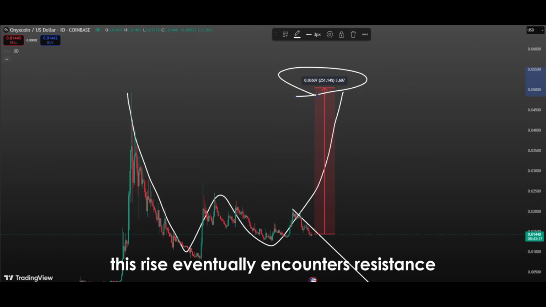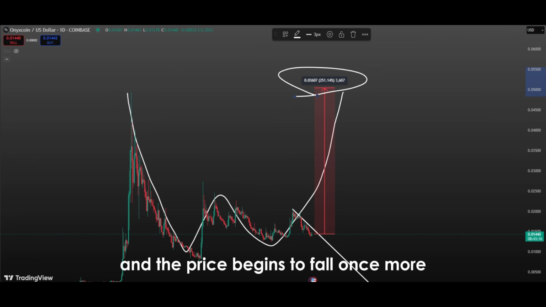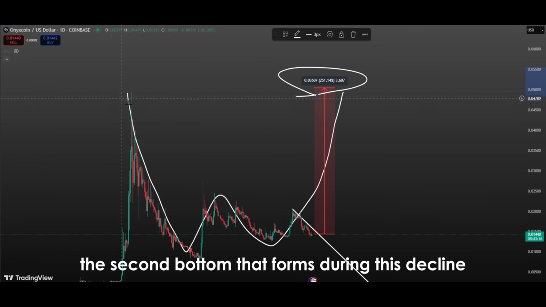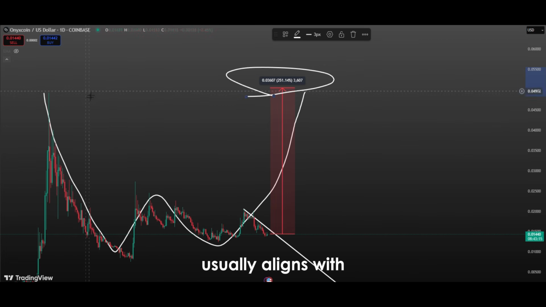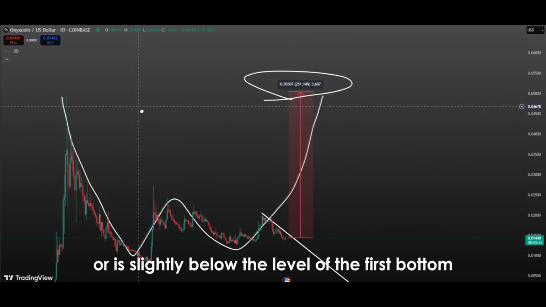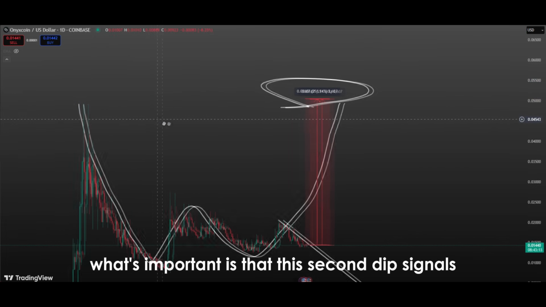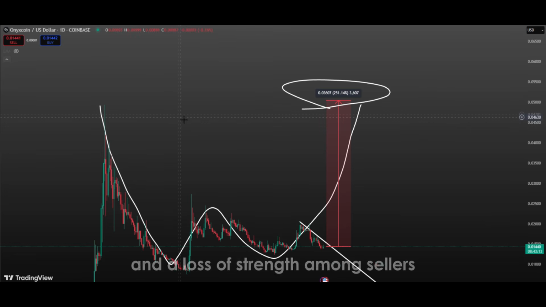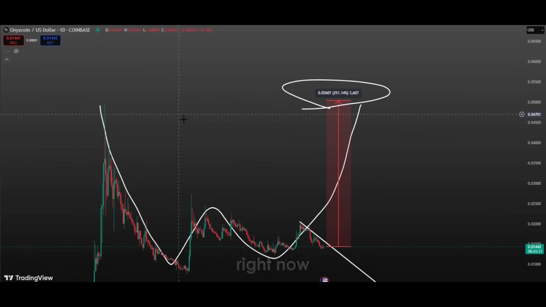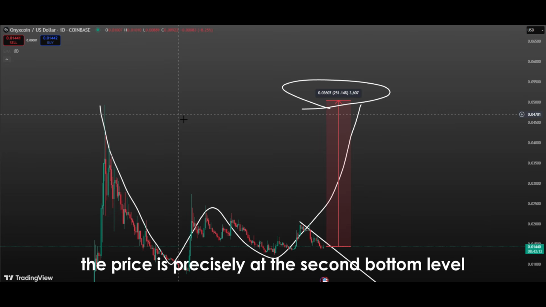However, this rise eventually encounters resistance and the price begins to fall once more. The second bottom that forms during this decline usually aligns with or is slightly below the level of the first bottom. What's important is that this second dip signals weakening selling pressure and a loss of strength among sellers. Right now, the price is precisely at this second bottom level.